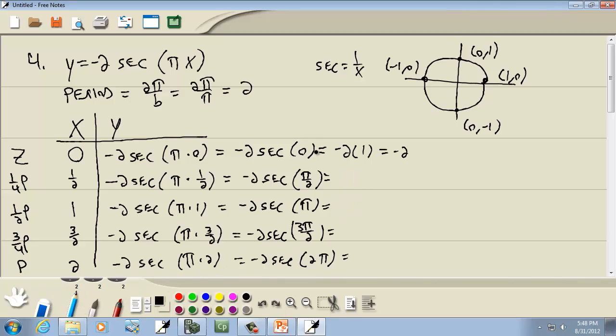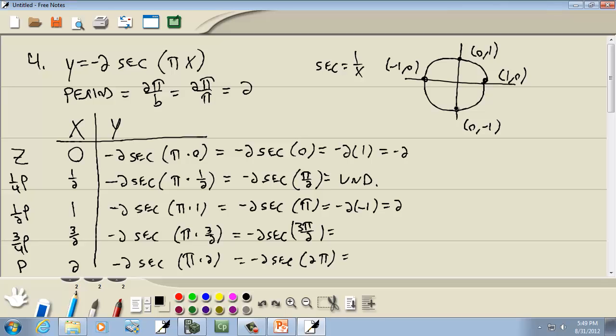The next one, pi over 2. So right here, we got 1 over x. X is 0, so we got 1 over 0. This is undefined. This one's pi. I'm over to here, 1 over x. X is -1, so we got 1 over -1, which is -1. So we got -2 times -1, which gives us a +2.